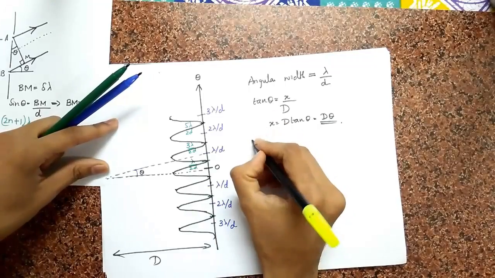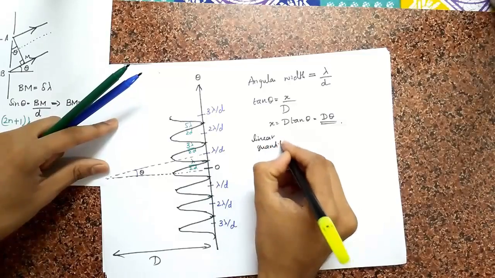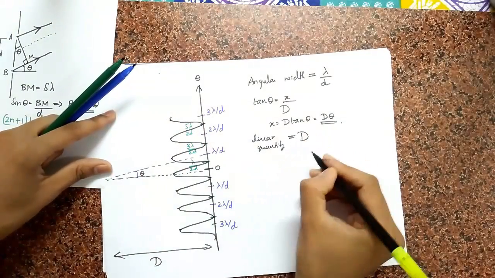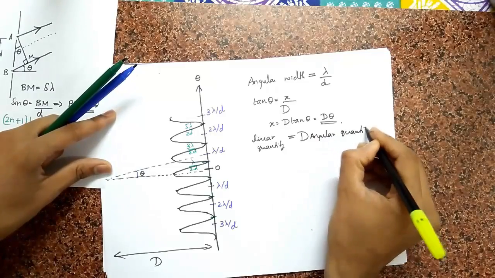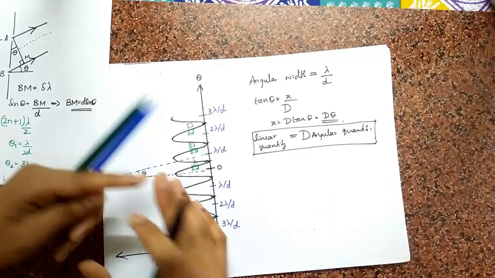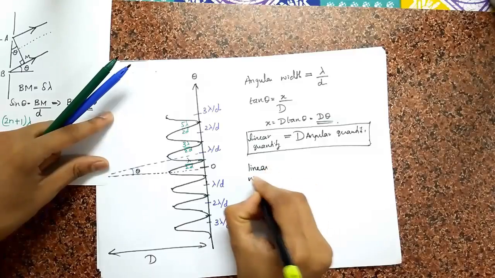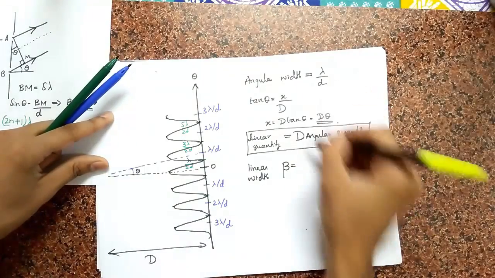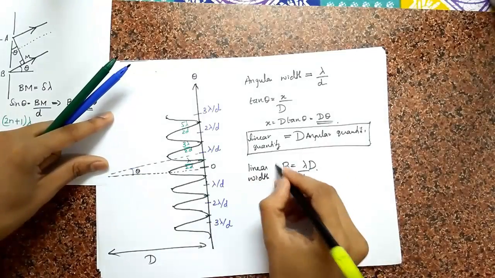So what this tells you is that if you want a linear quantity, it could be linear width or whatever that is, I'll just call it a linear quantity, in interference patterns in all of our experiments over here, it's going to be just the screen distance times the angular quantity. So that is something to remember. Therefore, if I asked you what is the linear width of each band, which we call the fringe width, which is called beta, it's going to be capital D times the angular width. And that is the expression for this.